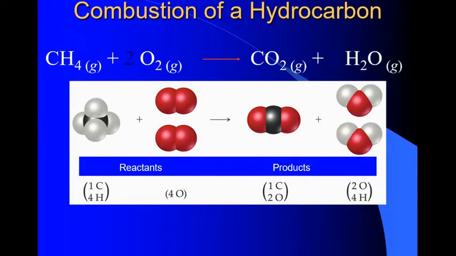Here is an example of a combustion of a hydrocarbon. Remember, a hydrocarbon is a compound that has hydrogen and carbon in it. Combustion of a hydrocarbon always results in carbon dioxide and water. If you remember, we talked extensively about carbon dioxide the other day, and this is one of the reasons why carbon dioxide is building up in the atmosphere, because every combustion reaction that we do results in carbon dioxide being produced.